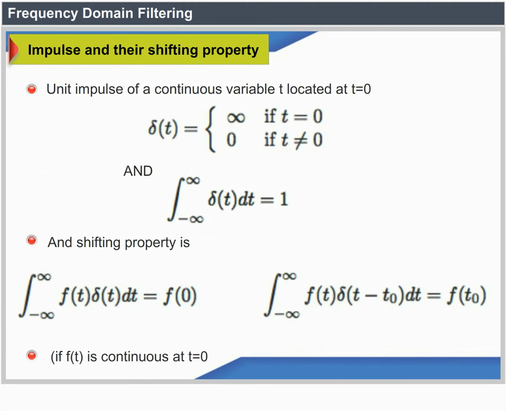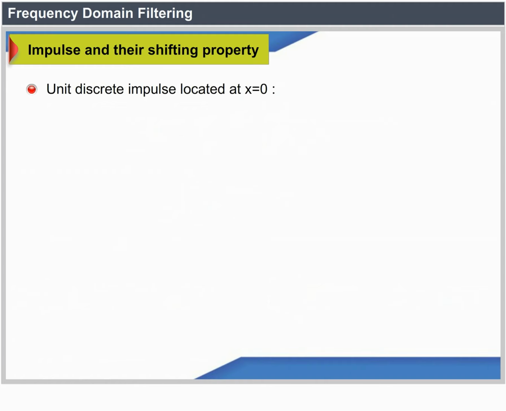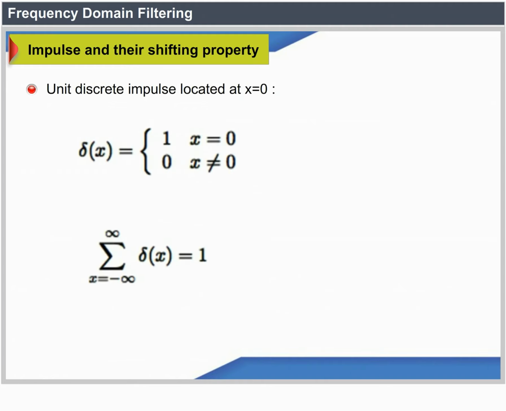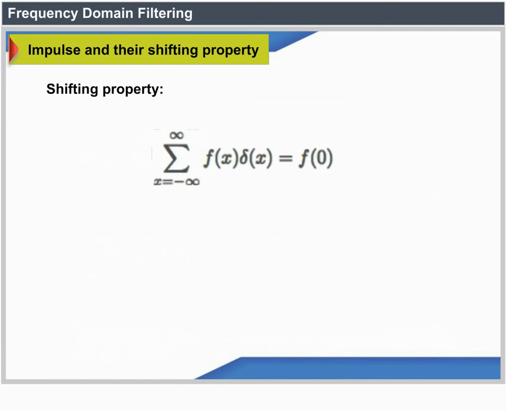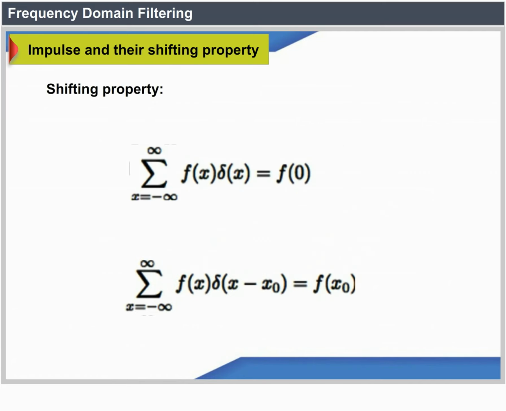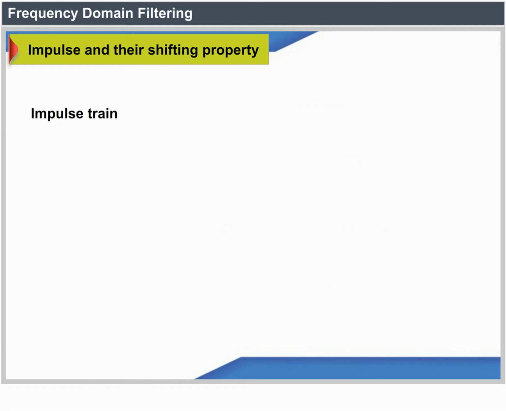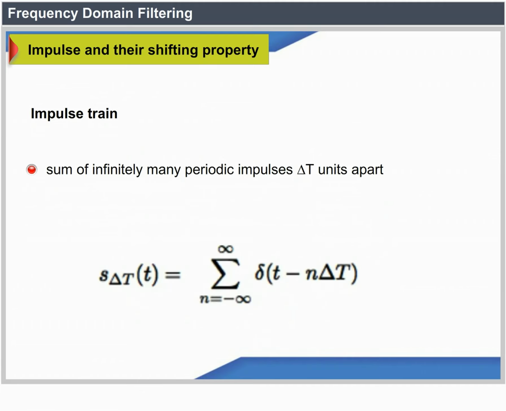Impulse train. Sum of infinitely many periodic impulses delta t units apart. The representation will be as shown on the screen. The Fourier transform of functions of one continuous variable. Fourier transform of a continuous function f of t of a continuous variable t is as shown on the screen. Inverse Fourier transform is also shown on screen. Example is as shown on the screen.